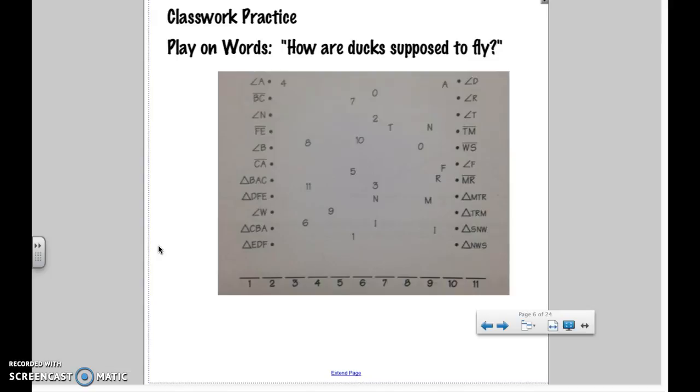I would pause the video. When you restart the video, you can check to see if you've got everything correct. Don't cheat. Pause the video at this point and try these.